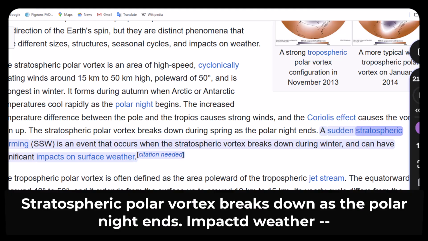A sudden stratospheric warming, SSW, is an event that occurs when the stratospheric vortex breaks down during winter and can have significant impacts on surface weather.